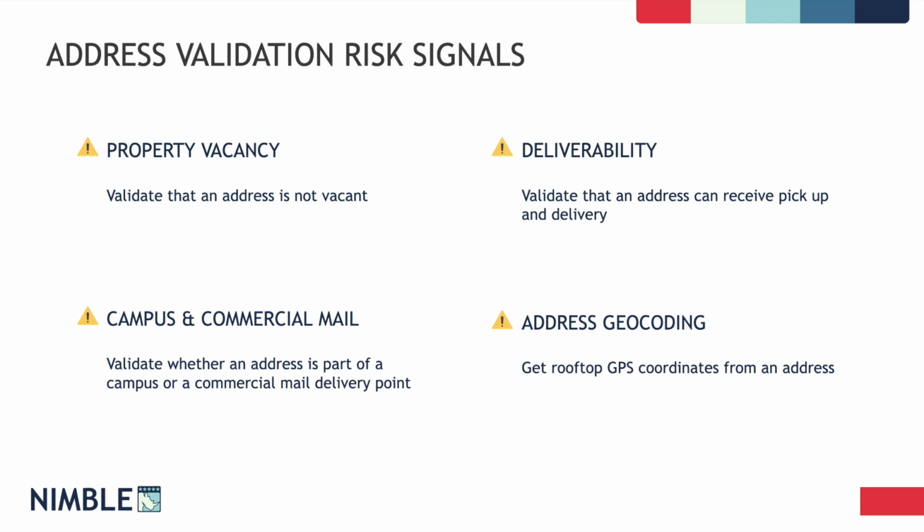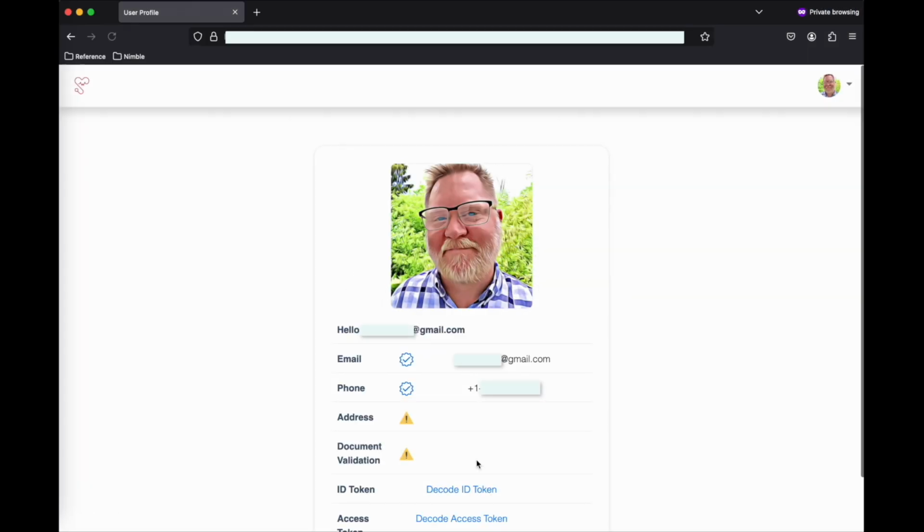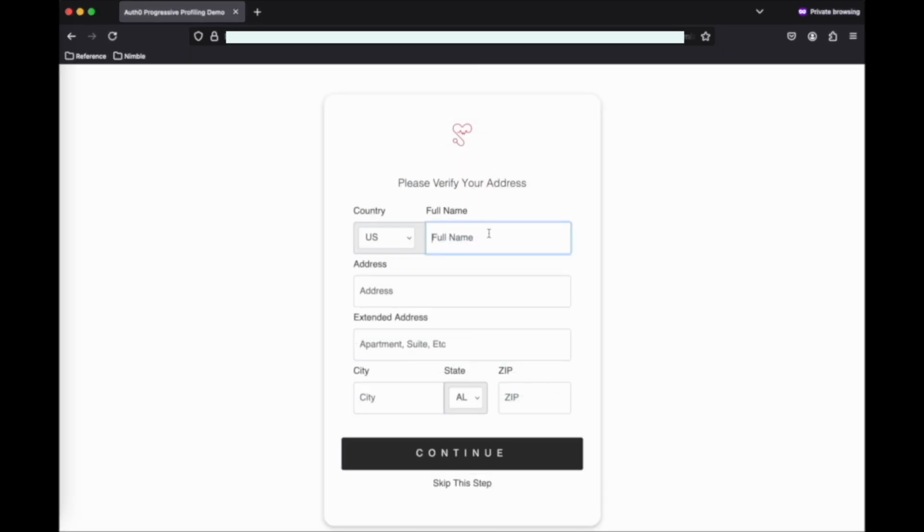Additionally, our customer might want to validate the GPS coordinates from the address, or they might want to determine whether or not they can schedule an in-person pickup at that address. Just like before, this workflow will start by redirecting the user to the login endpoint. And just like before, since I'm already logged in and I have an active SSO session, I'll be automatically redirected through Auth0 and land at the Progressive Profiling application where my address will be collected.